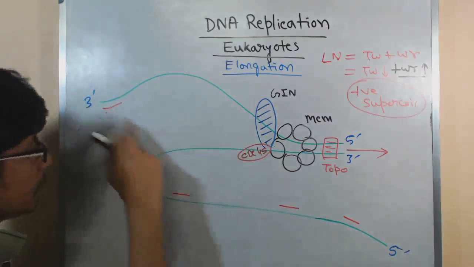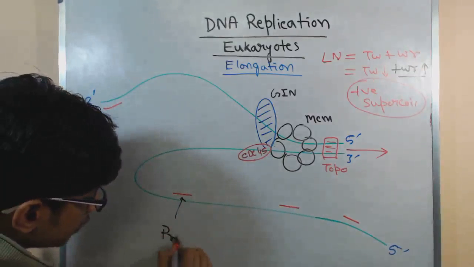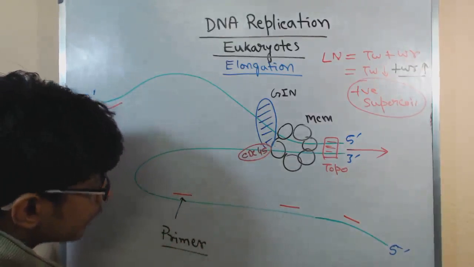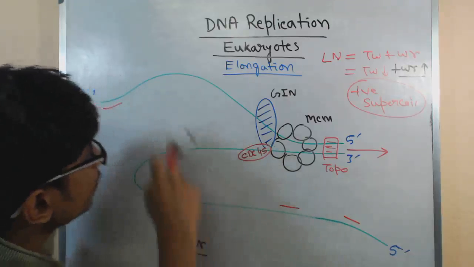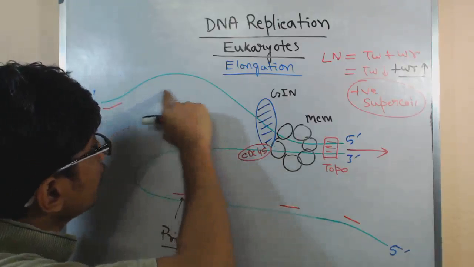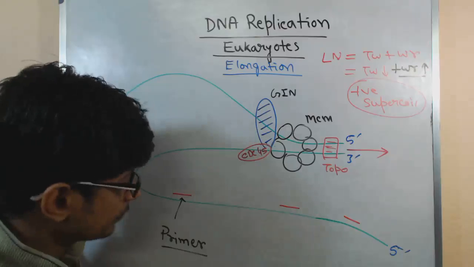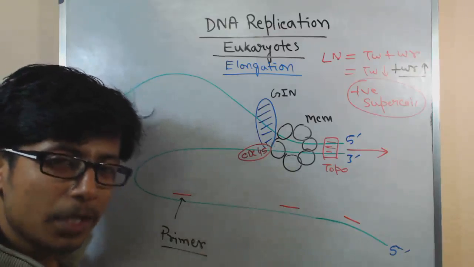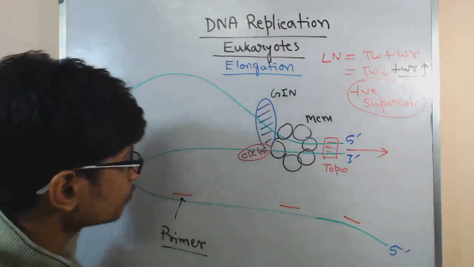So these red sections are primers that we require for the DNA polymerase to elongate the stretch. We need only one primer at the beginning of the leading strand, but we need multiple primers for the lagging strand, because we have discontinuous segment formation.